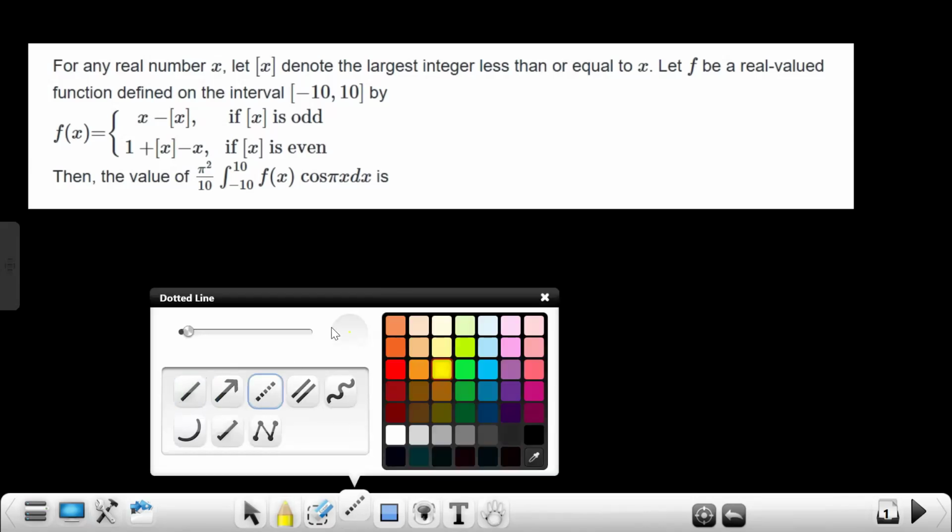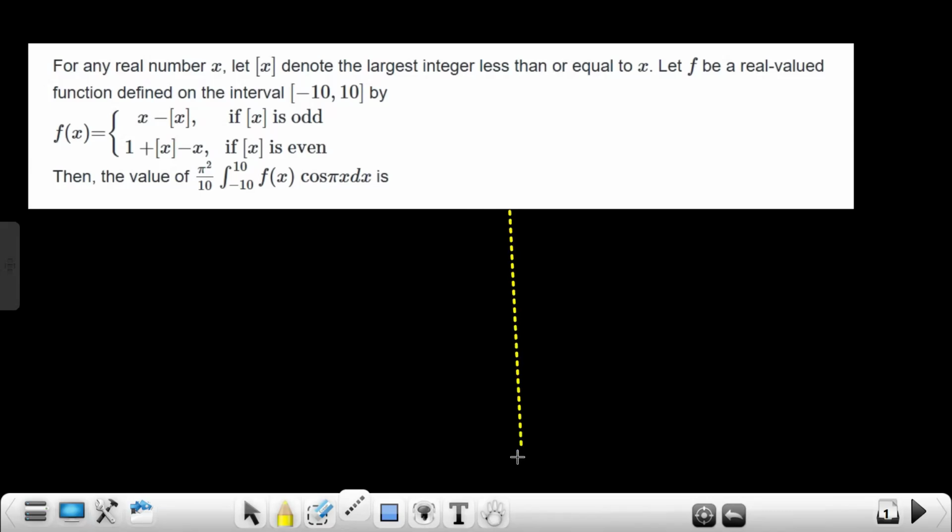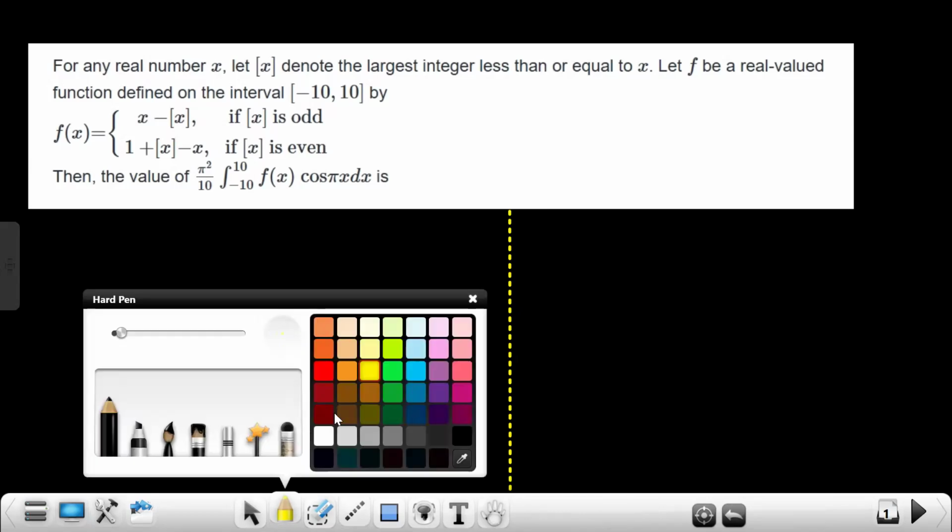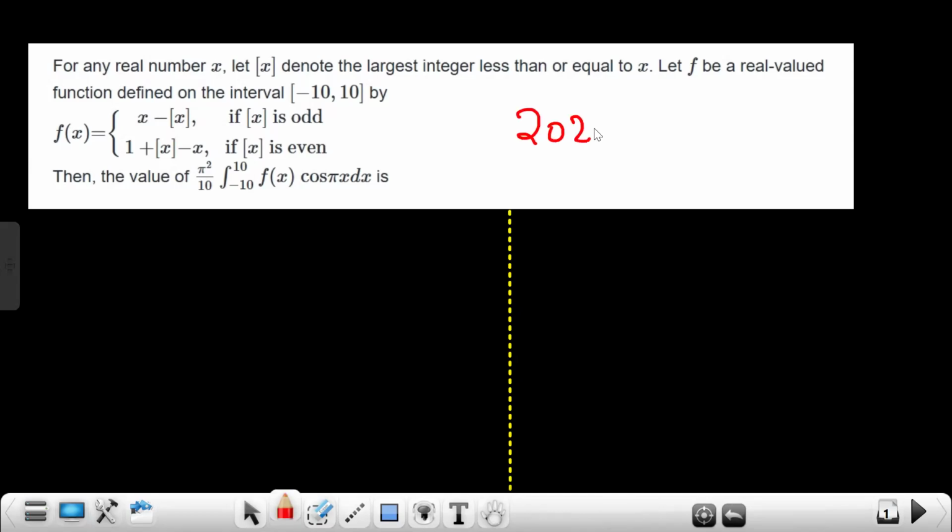So today we are going to solve a very difficult yet very important question of definite integration which came in the year 2022. This is a question of 2022 which is supposed to be the toughest JEE Mains shift ever.